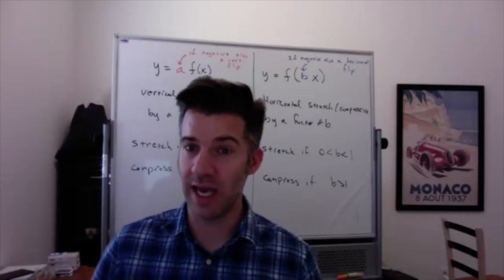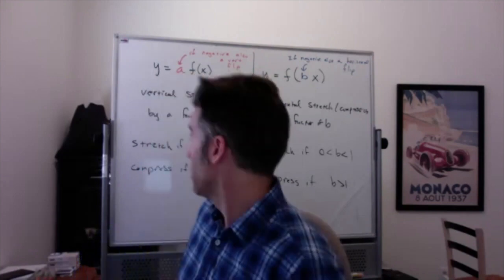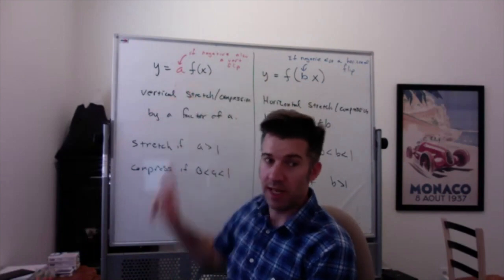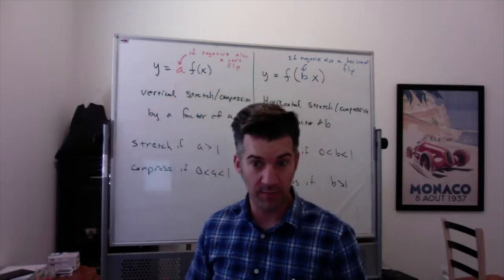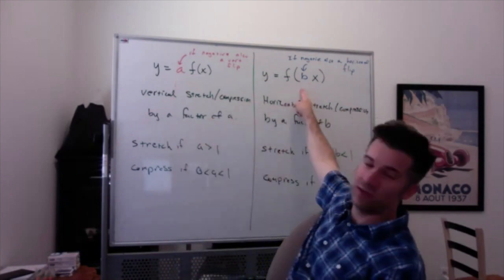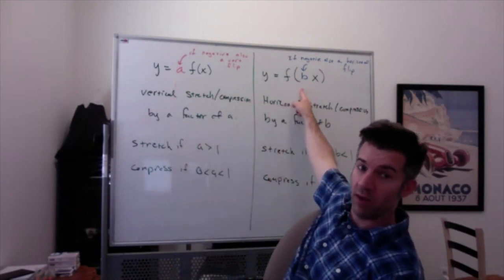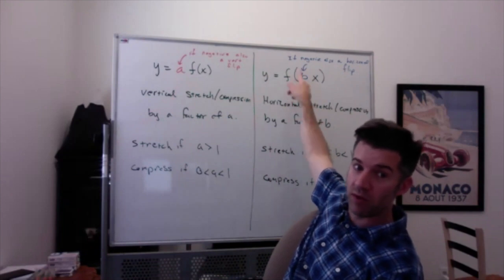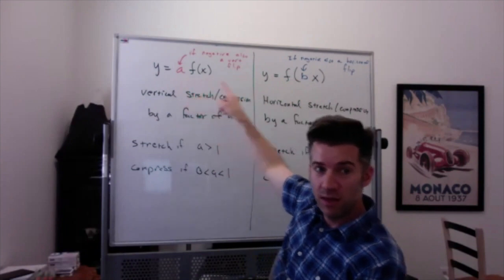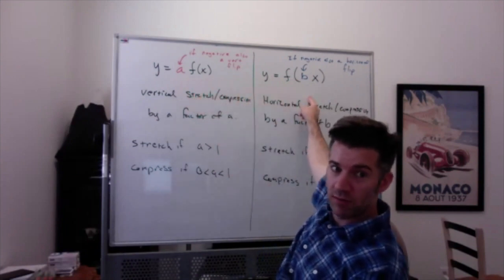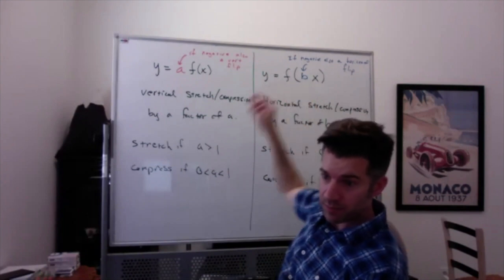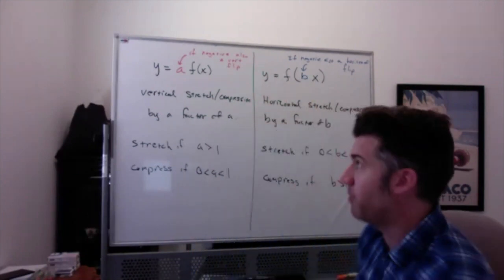If you do something to the outside of the graph, like here, where we're multiplying the outside by a number, that's going to affect the graph in a vertical way. On the other hand, if you do something to the inside of the function, like here, where we're multiplying b by x, not a by f of x, doing something inside the function before you apply the function is going to affect the graph horizontally. And here's what happens with these particular things.